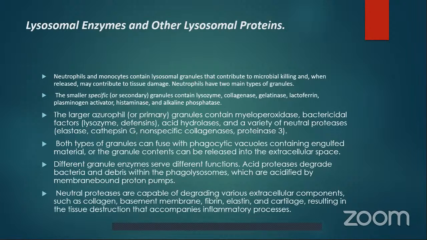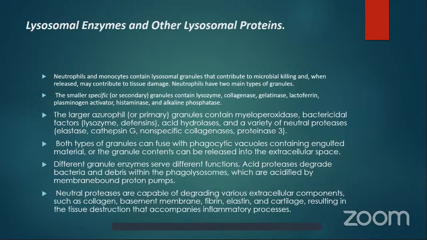Neutrophils and monocytes contain the lysosomal granules that contribute to the microbial killing, and when released will contribute to the tissue damage. Neutrophils have two main types of granules. One is the smaller specific granule, which contains lysozyme, collagenase, gelatinase, lactoferrin, plasminogen activator, histaminase, and alkaline phosphatase. Then you have the larger granules, also called azurophil primary granules.